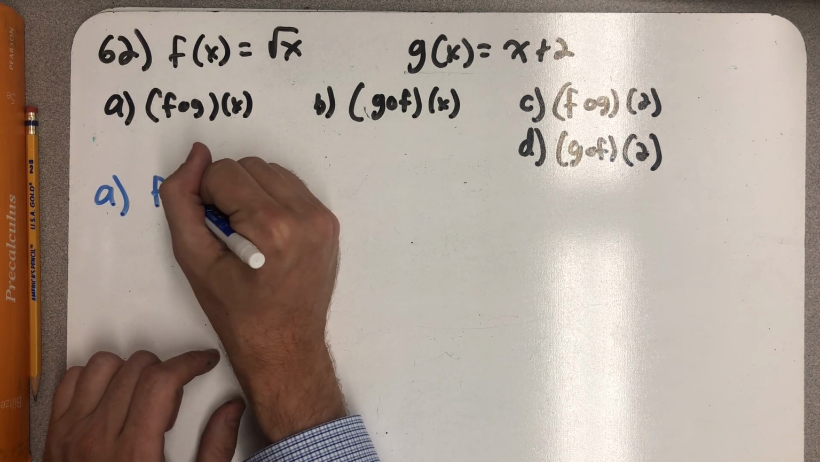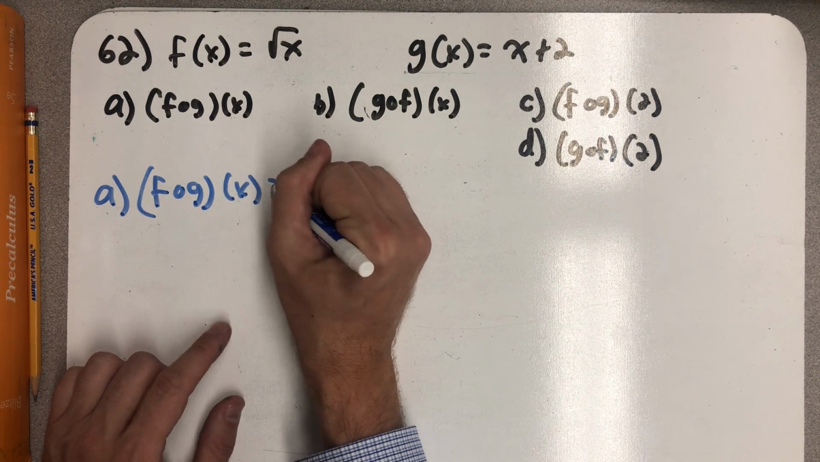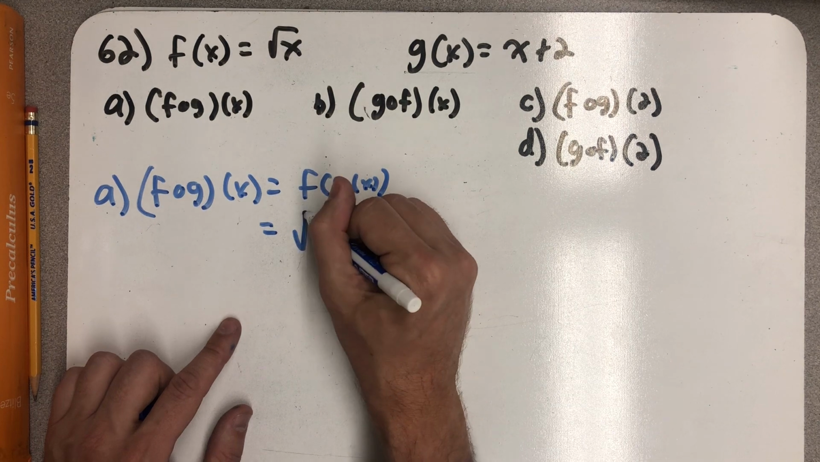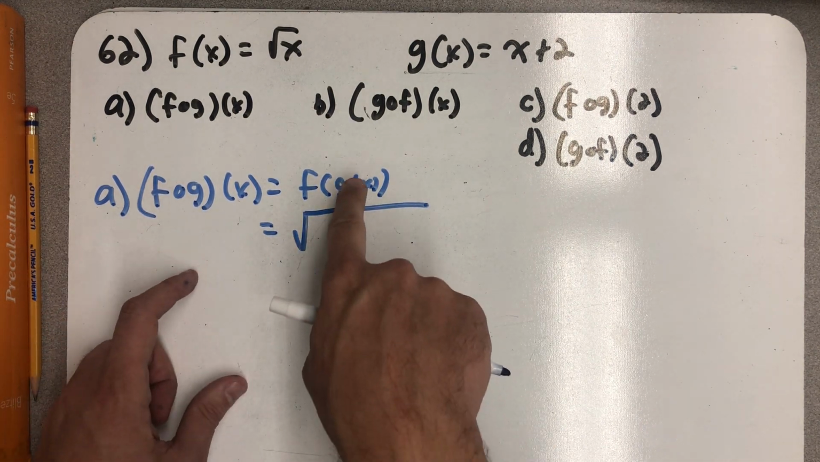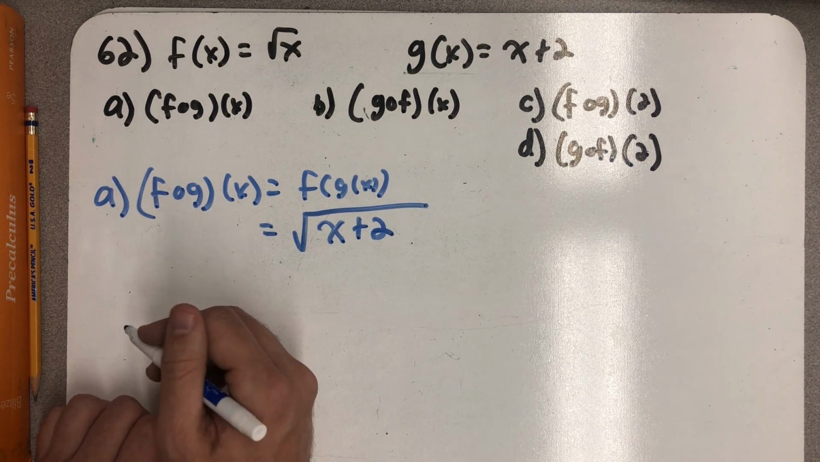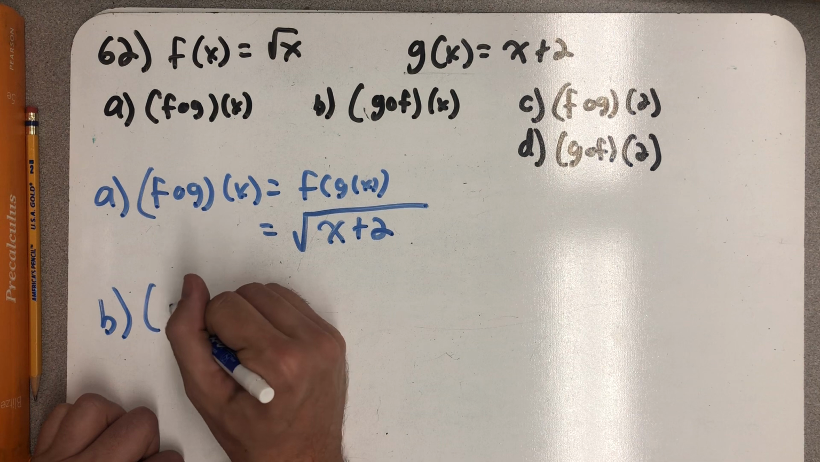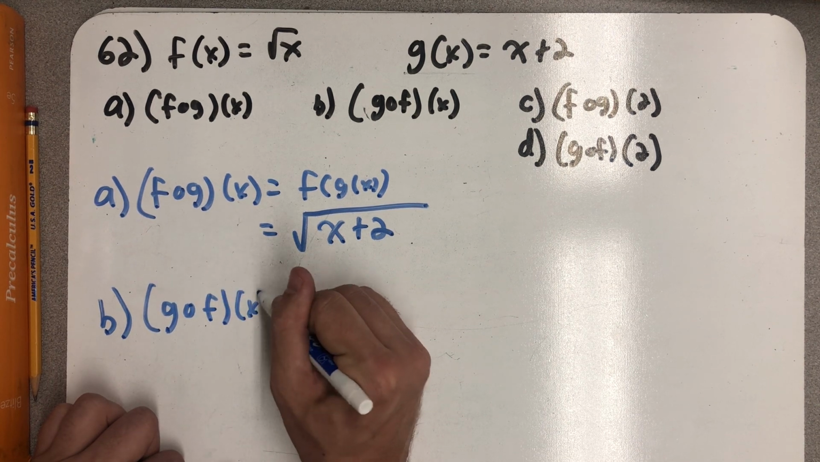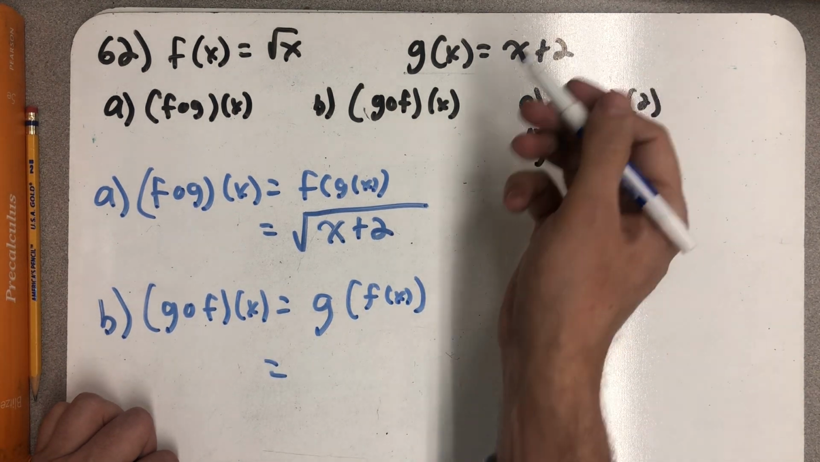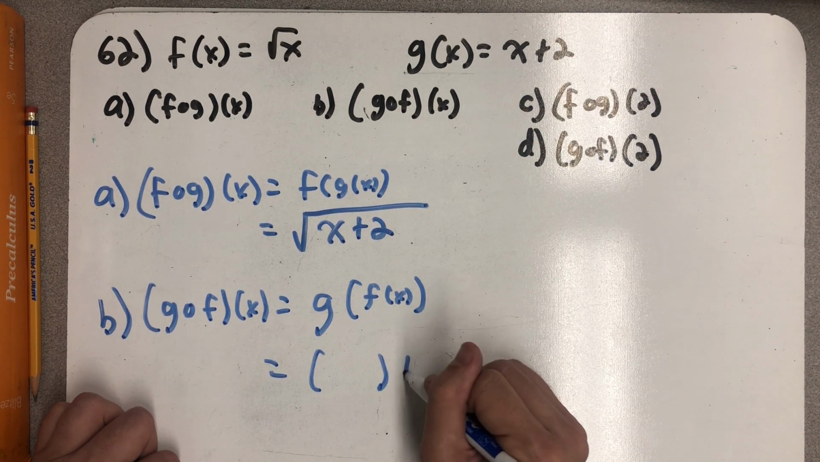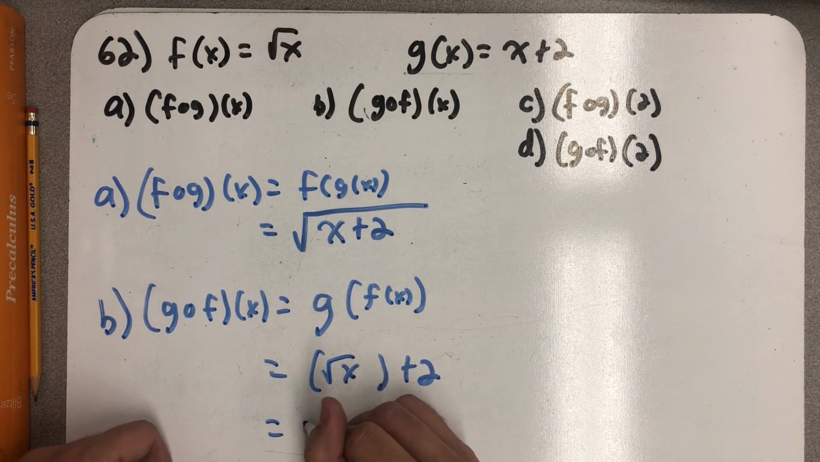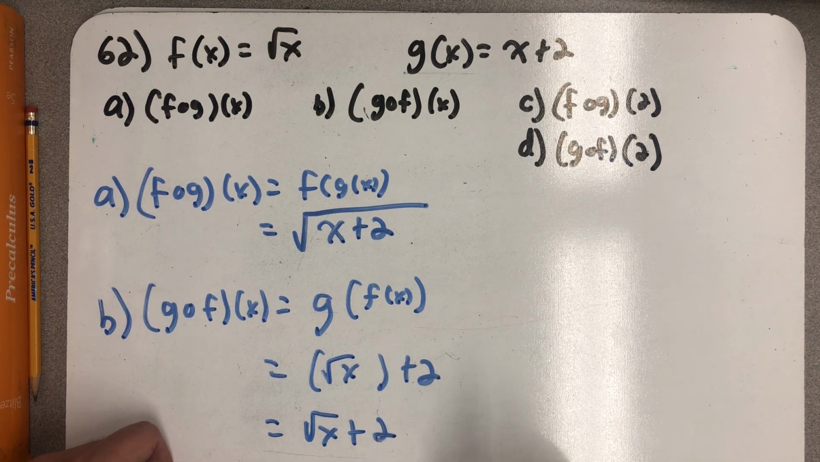Part A, f composed with g of x means f of g of x. My outside function is f, and this is the square root function. Whatever gets plugged into f goes in there, so that's the square root of x plus 2. Part B asks me to find g composed with f. Well, that really means g of f of x. So my outside function now is the x plus 2, so something plus 2, and then the function f gets plugged in there. And I would just call that root x plus 2.